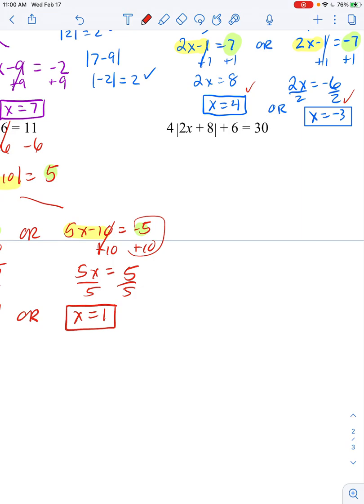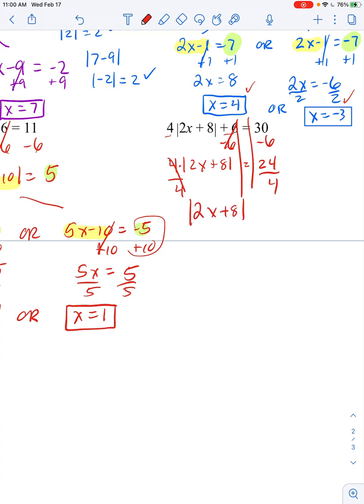In my last one, I have a couple of things. I have to get rid of the 4. I have to get rid of the 6. So the first thing you get rid of is the thing that's added in there. So I'm going to subtract that 6. That'll go away. I'll still have my 4 out in front of the absolute value, and then here I'll have a 24. Since the 4 is multiplied in, I'm going to get it out of there by division. So 2x plus 8 in the absolute value bars will equal 24 divided by 4, which is 6.